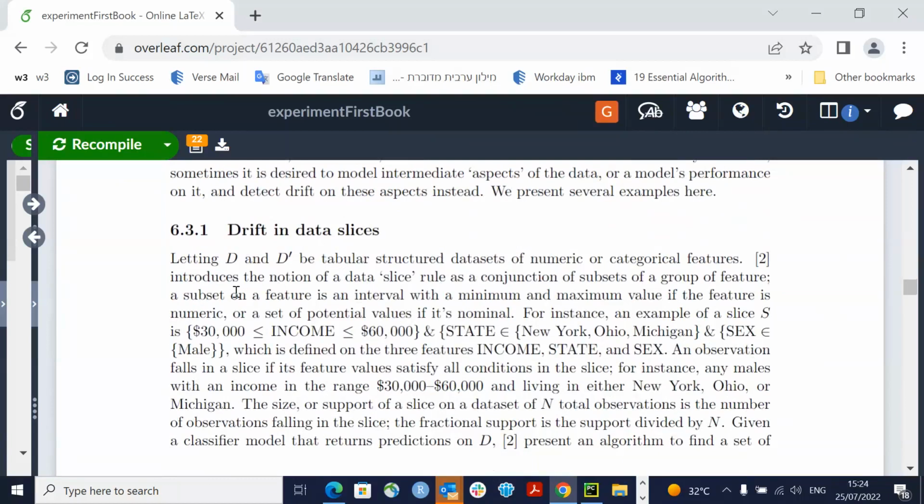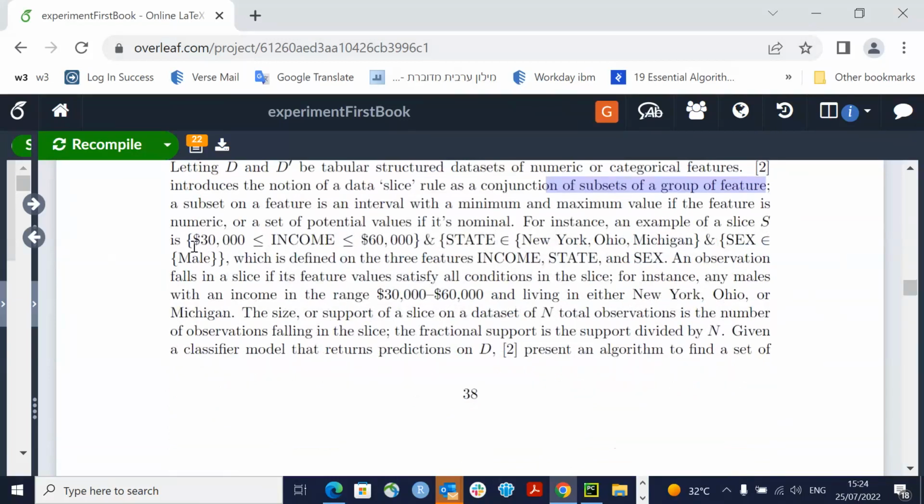The idea here is if you have a data set, Freya creates what are called slice rules, and a slice rule is a conjunction of subsets of a feature. If it's a numeric feature, it's like an interval from minimum to maximum. If it's a categorical feature, it's a set of values. For example, a slice could be an interval on the income feature, a set on the state feature, which is categorical, and a set on the sex feature, which is also categorical.